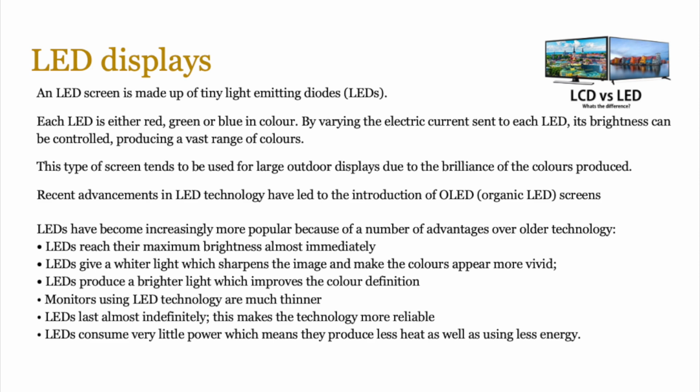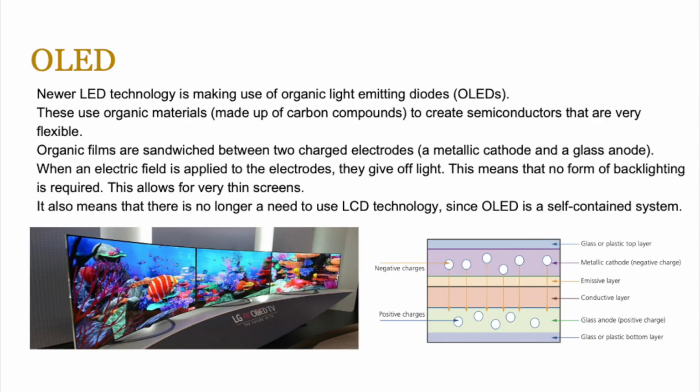Now, of course, we mentioned OLED, which is newer LED technology, which makes use of organic light emitting diodes. And these use organic materials made up of carbon compounds to create semiconductors that are very flexible. Organic films are sandwiched between two charged electrodes. So you've got a metal cathode and a glass anode.